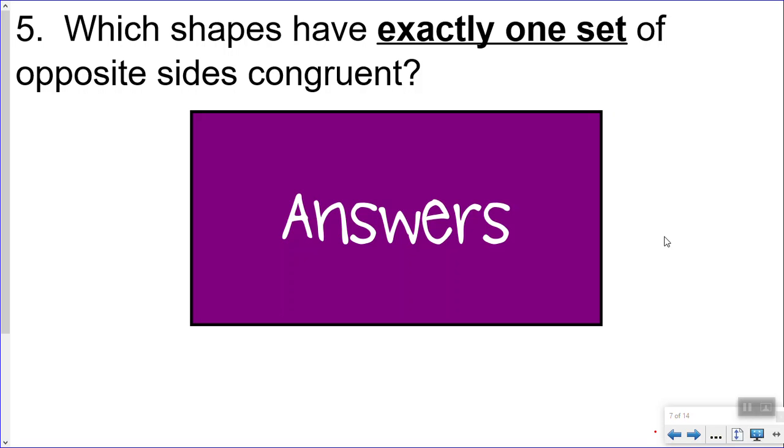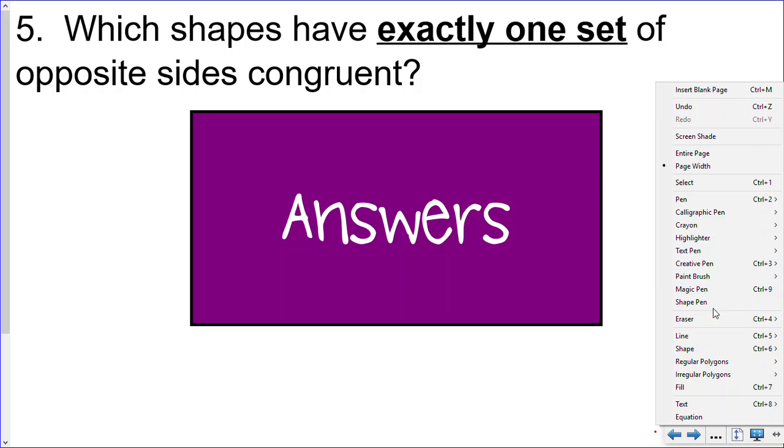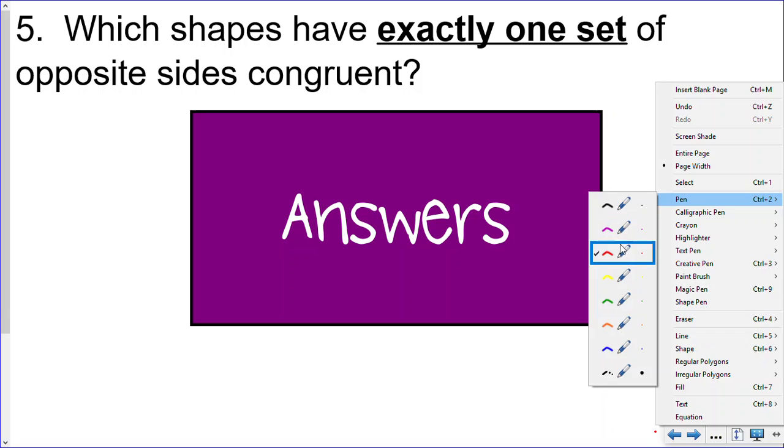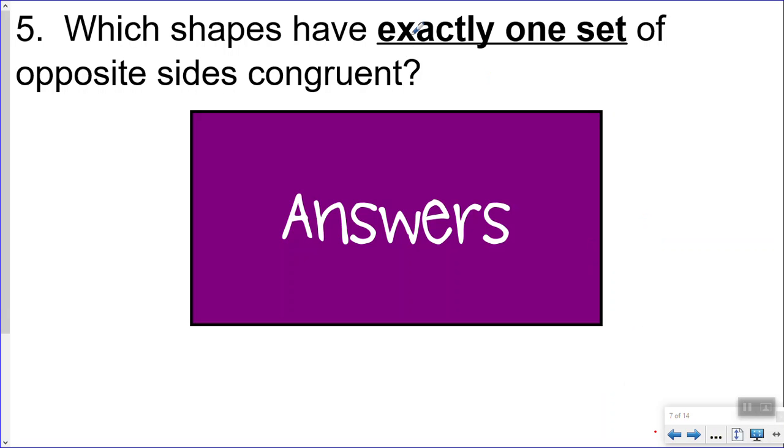Next, we want to know which shapes have exactly one set of opposite sides congruent. Exactly means only one set. So we can't have more than that. We can't have less than that. This means only one set of opposite sides congruent.